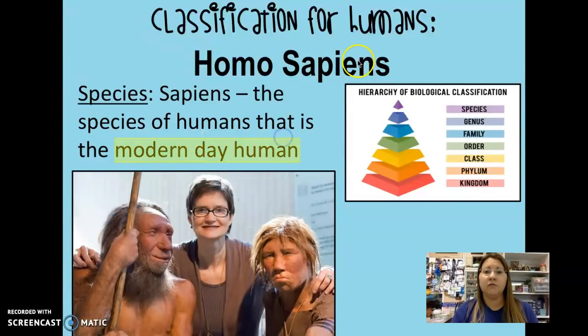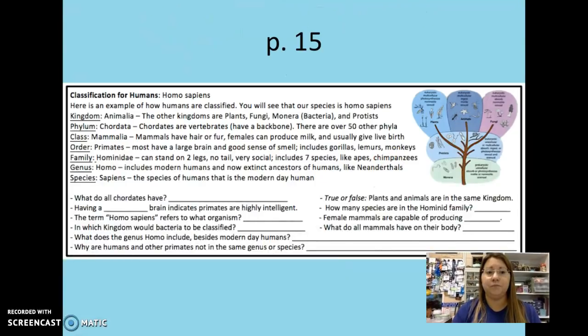And our species level is sapiens. So sapiens is specifically referring to just modern day humans. So not talking about Neanderthals anymore, but just modern day, present day humans. That's the top of our pyramid, so our little purple section there. So organisms that are in the same species are capable of reproducing, are capable of reproduction.